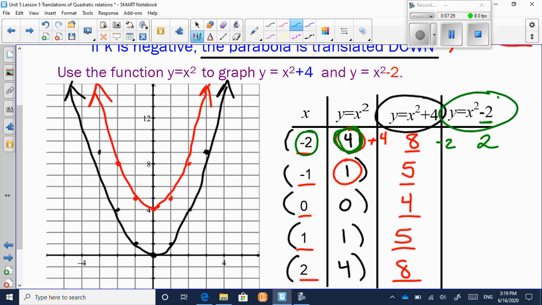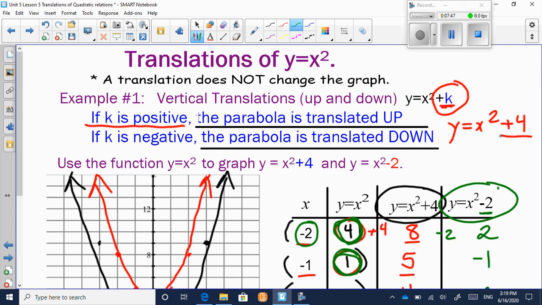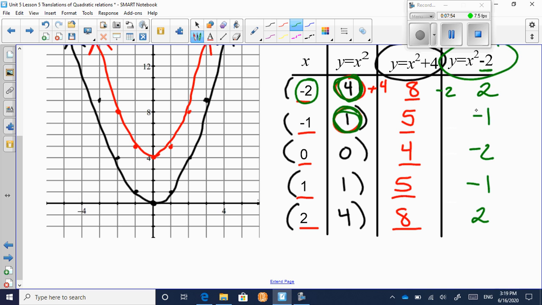Another way of thinking about it is just changing the y value. So 1 minus 2 is negative 1. 0 minus 2 is negative 2. 1 minus 2 is negative 1. 4 minus 2 is 2. So these are our new y values. So I just want to emphasize here that this k changes the y values. Okay, so let's plot those ones.